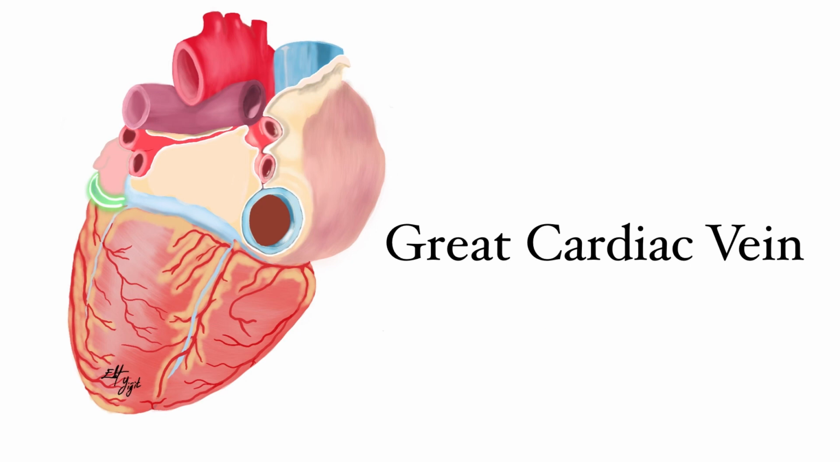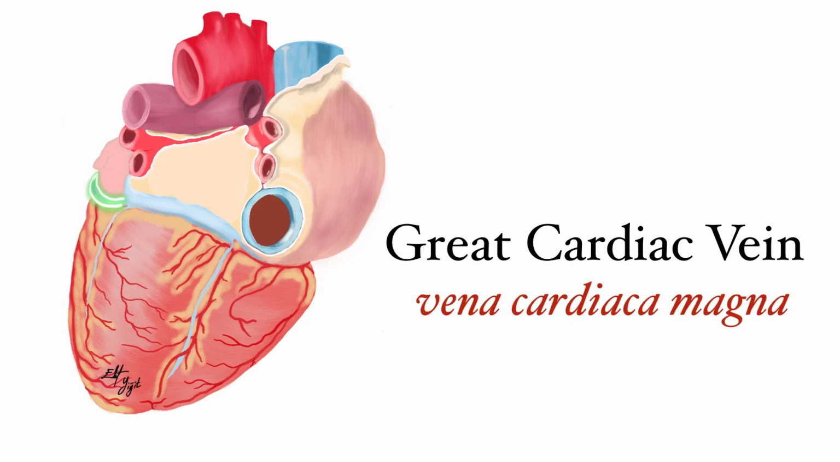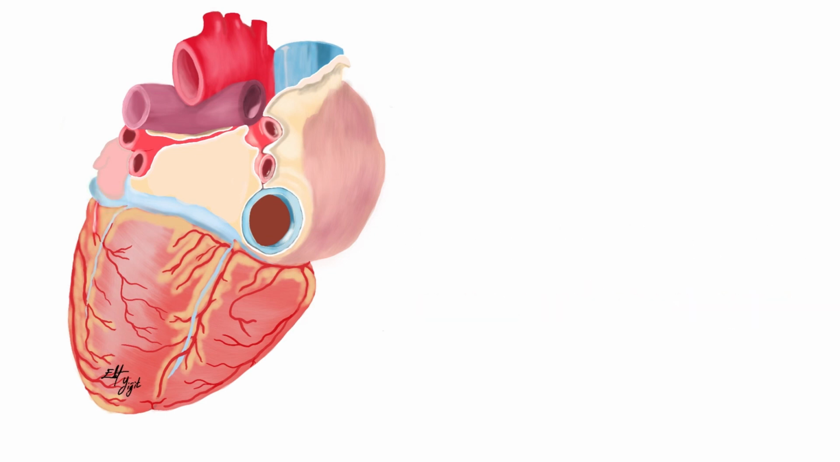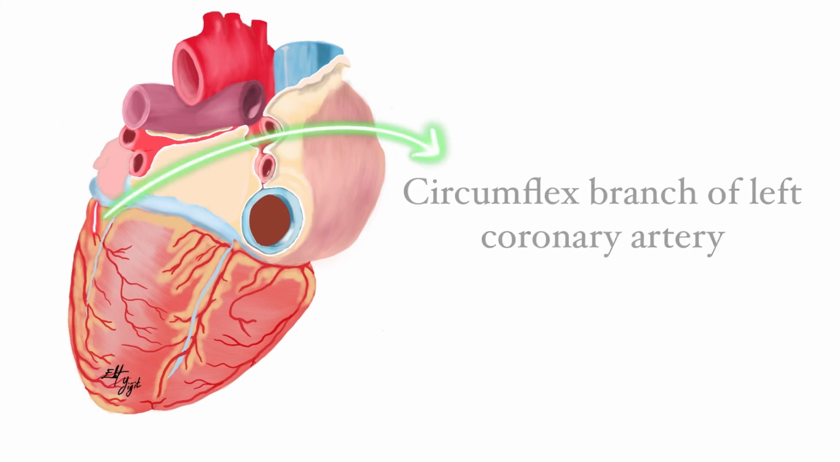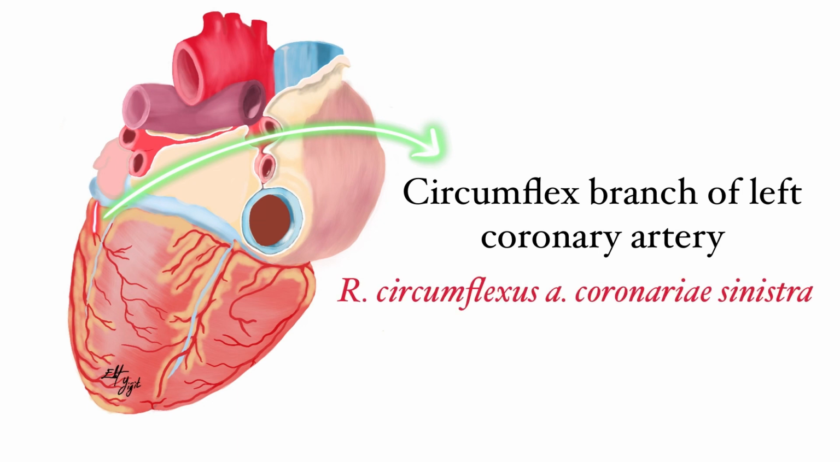Great cardiac vein or vena cordis magna or vena cardiaca magna runs in the ramus interventricularis anterior. It drains anterior surface of the heart. It is the venous part of the left anterior descending artery. Also, this is the main tributary of the coronary sinus. Circumflex branch of left coronary artery, ramus circumflexus arteria coronaria sinistra. It follows around the bottom of the heart in the left atrioventricular groove.